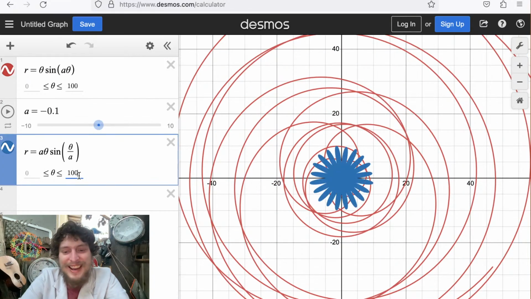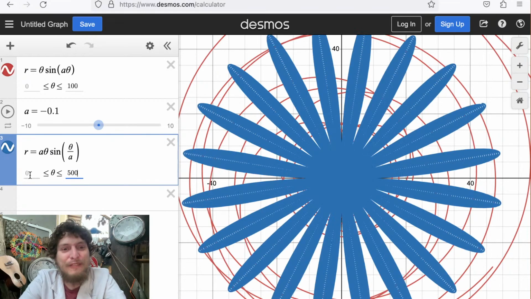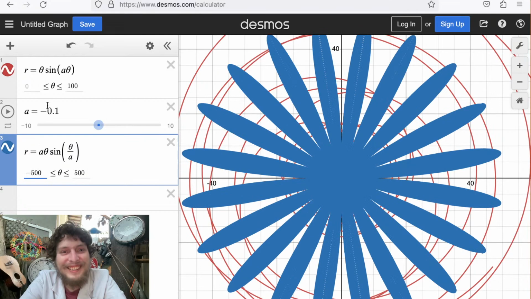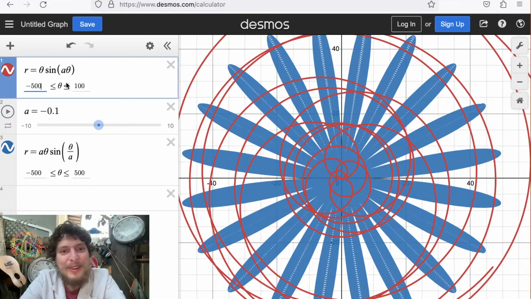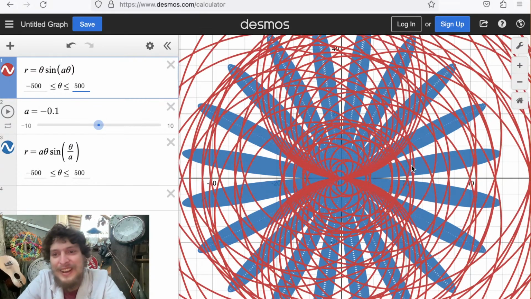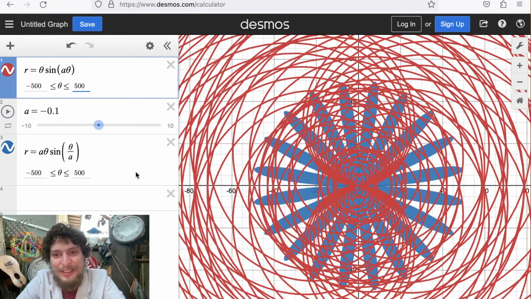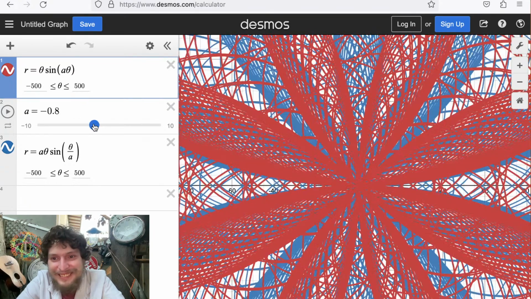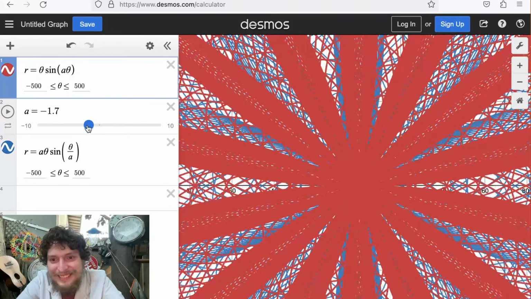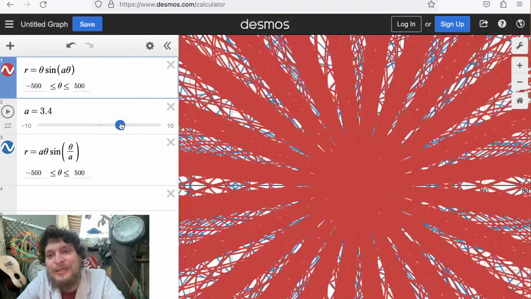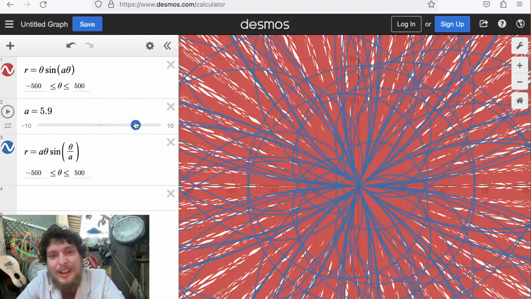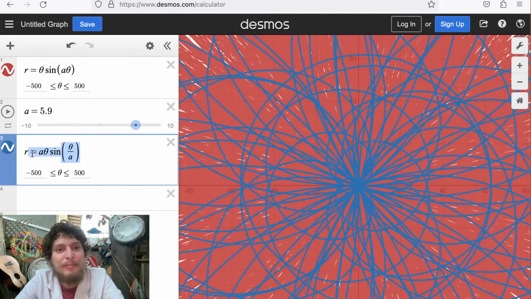Let's put them back to 1,000. And in fact, here's what we'll try: negative 500 to 500. We'll go from the negative end included too, which adds its own type of symmetry. Now this is blotting out too much of the screen, so we've got to go back to something a little simpler.